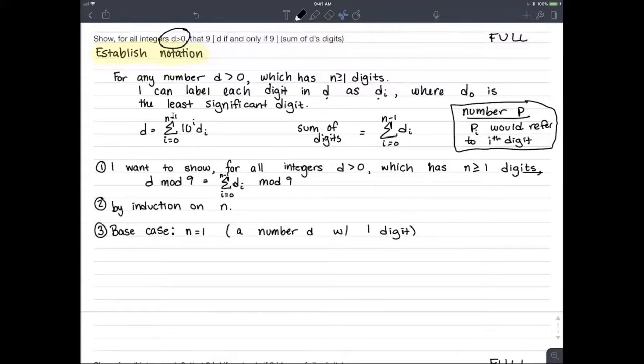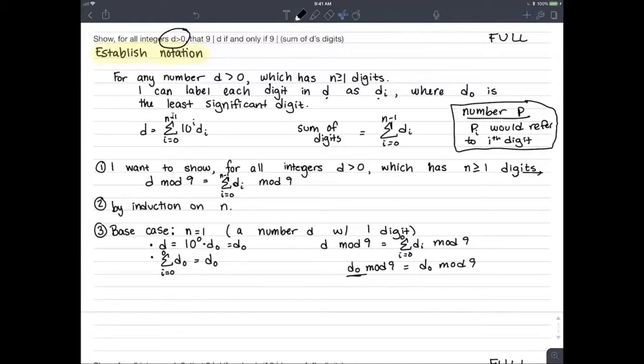So if we start our base case, I can come in and say, okay, d is equal to 10 to the 0 times digit 0, right? I know that the summation from i equals 0 to 0 of d_0 is equal to just d_0. So therefore, I know d mod 9 equals the sum of the digits mod 9, because both of them are digit 0 mod 9. Basically, all we need to know is they're both the same. All right, so step 4 is our induction step.